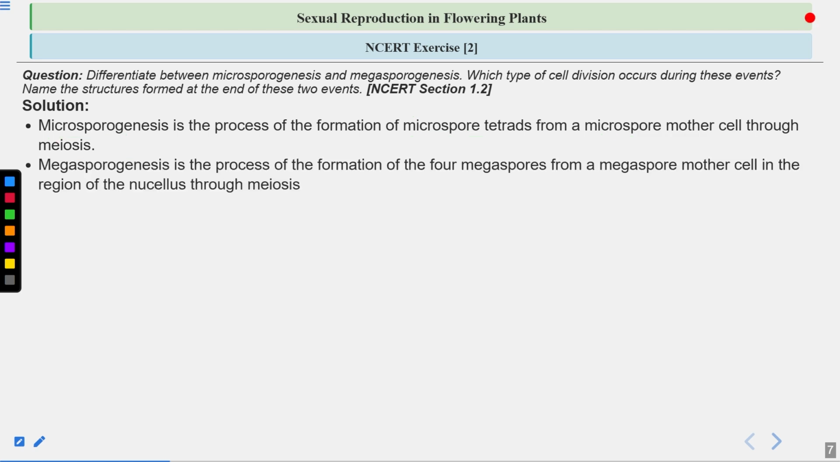Now we will see how it occurs. What is the next point? Megasporogenesis, and how it is different from microsporogenesis. Megasporogenesis is the process of the formation of 4 megaspores from the megaspore mother cell in the region of the nucellus through meiosis. So it is almost the same thing, but still there is a difference.